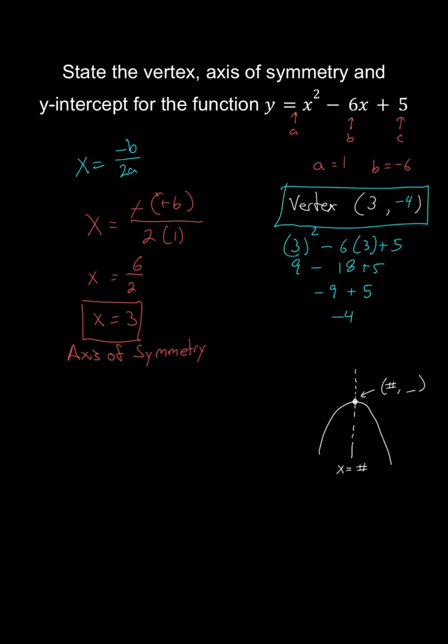And lastly, for the y-intercept, we would replace x with 0. However, since this is in standard form, the y-intercept is just going to be the constant term because everything else is going to cancel out. If there is no constant term, it would be 0. But there is a constant term, so in this case, the y-intercept is just 5.